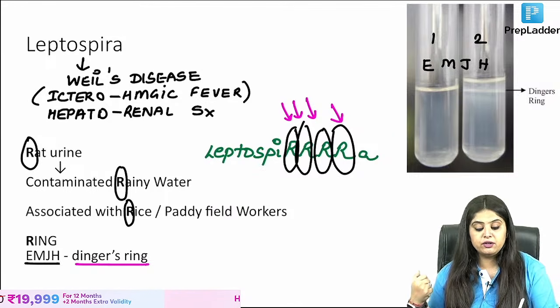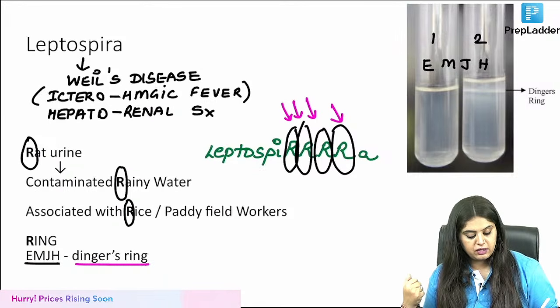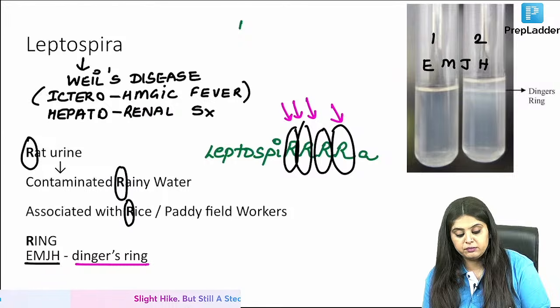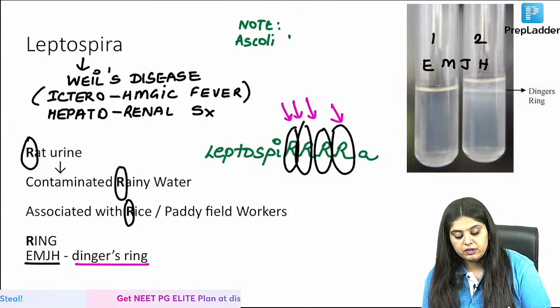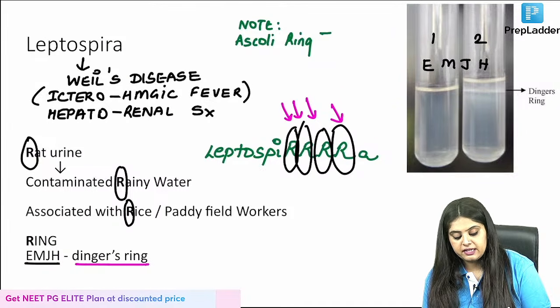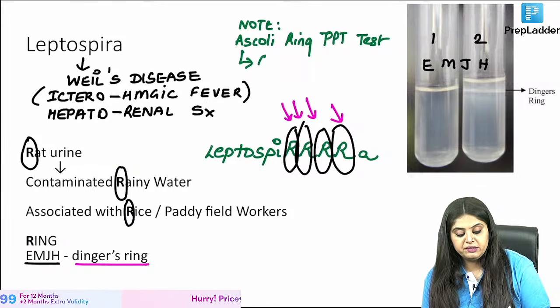Dr. Parul got reminded of something called Ascoli's thermo ring precipitant test. Now, I mean, it's not related to this, but I'm writing it because you've asked me. Ascoli's thermo ring precipitant test, yes, that is going to be seen in anthrax.